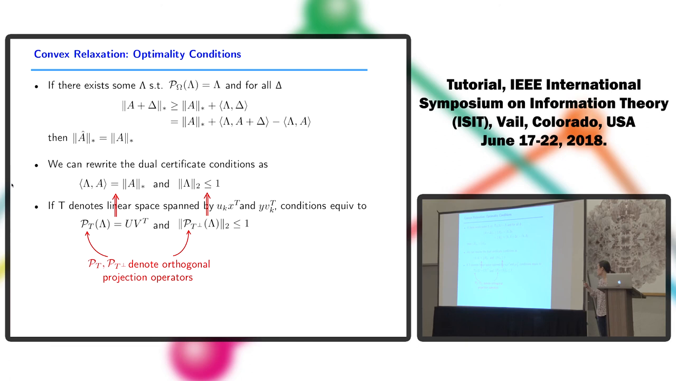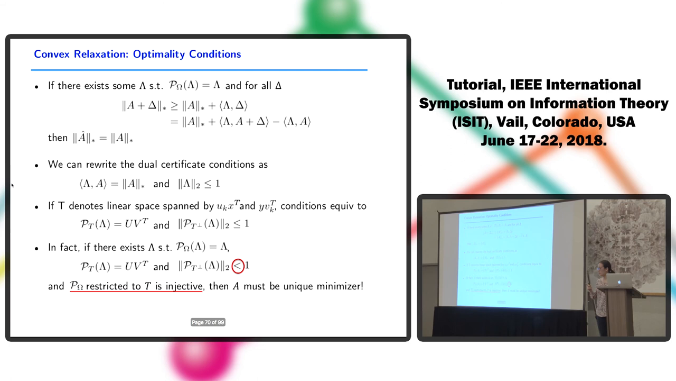But one thing that we're still missing is that I guaranteed A is a minimizer, but I didn't say it was unique. So to get uniqueness, you actually need two more assumptions. One is that you need this inequality to be strict, so we need the projection of lambda onto the space orthogonal to T to be strictly less than 1. And we also need the sampling operator P omega restricted to elements in T to be injective. Injective, so no two points map to the same value. Now, if you have these two additional assumptions, then A will be a unique minimizer.